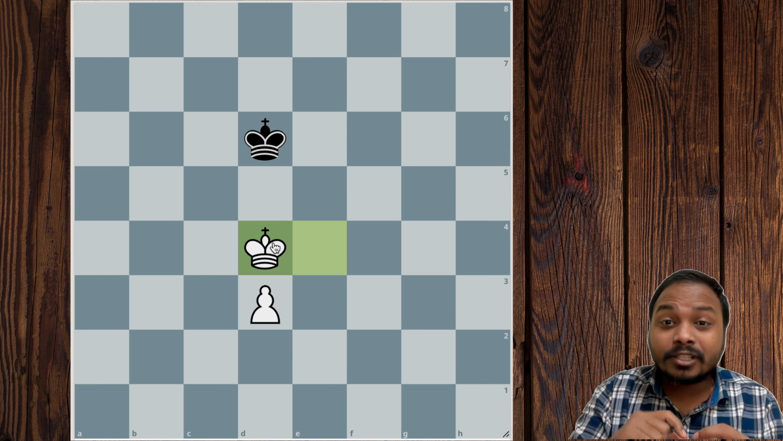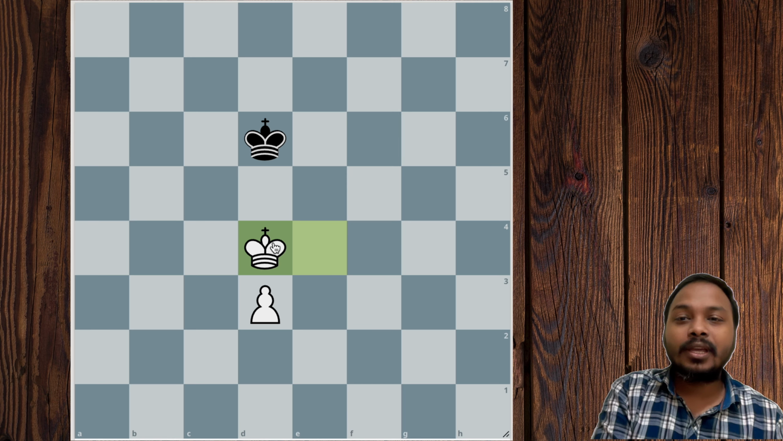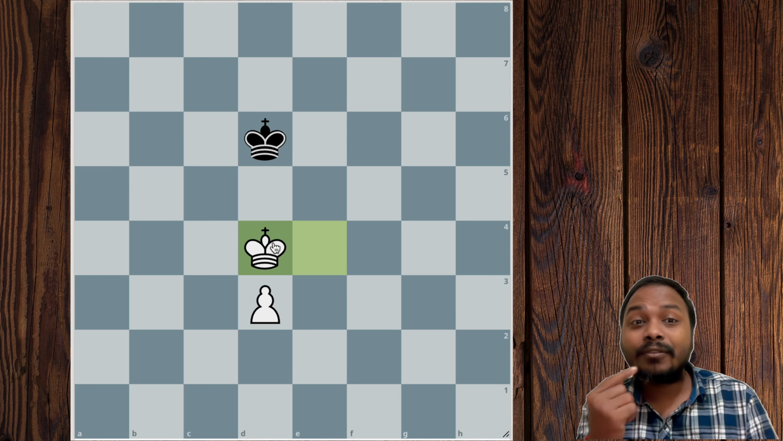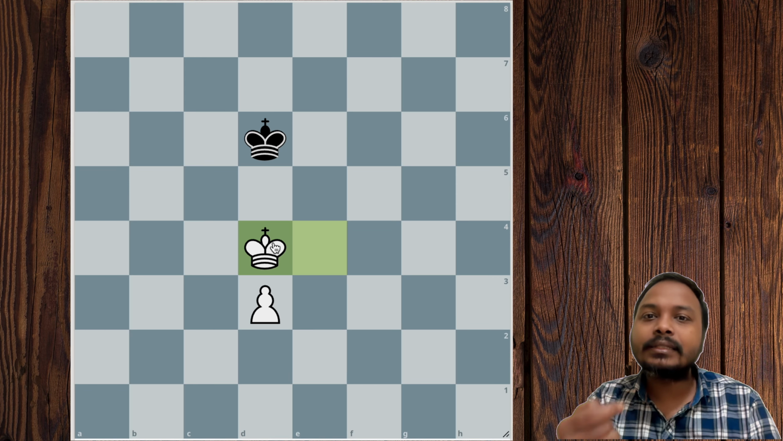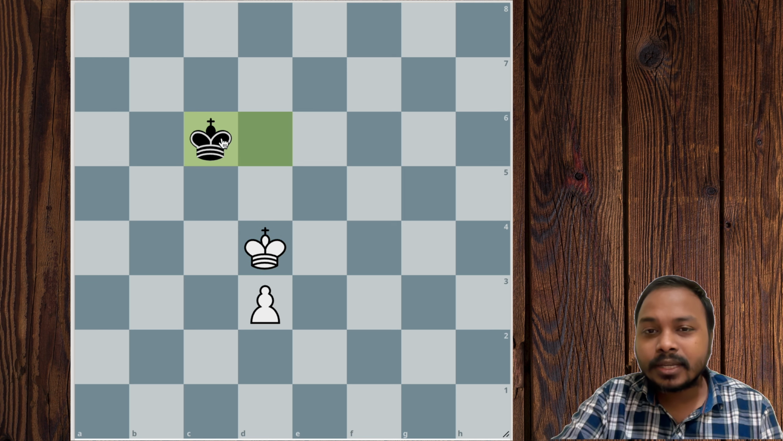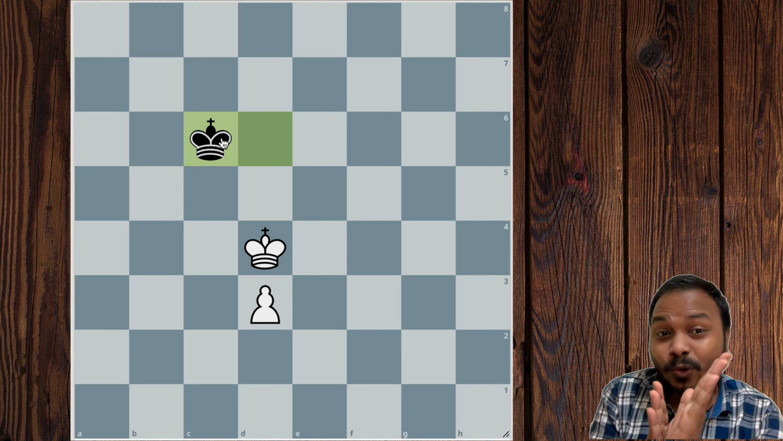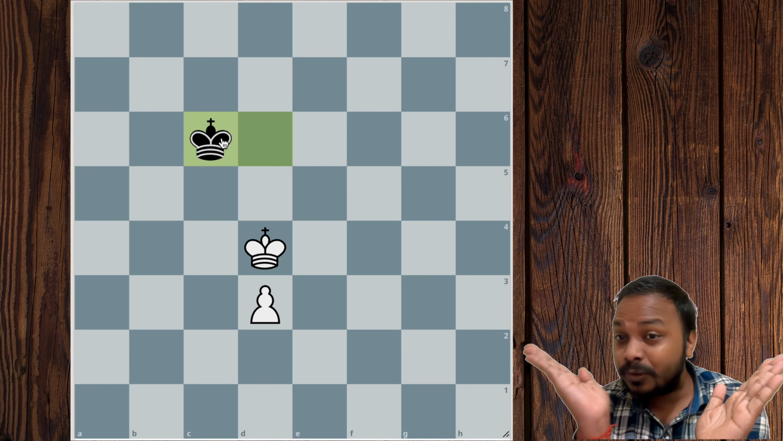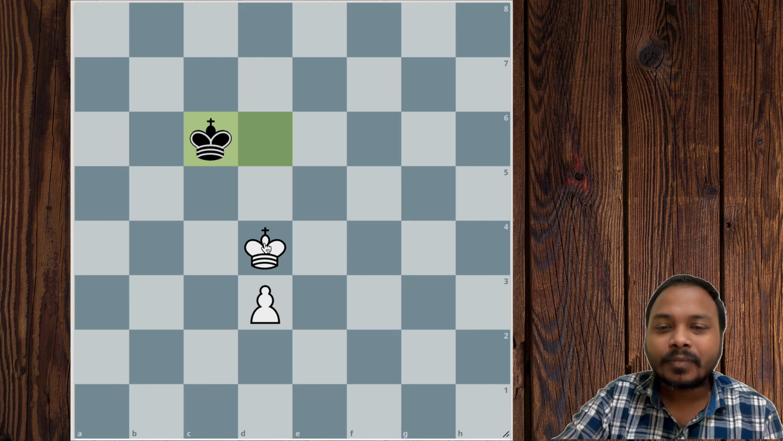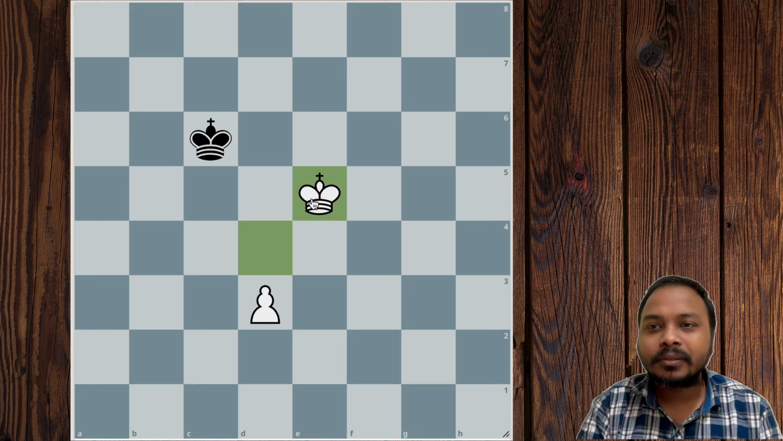Now what is the difference? White is taking the opposition. In the previous position, as you saw, black was taking the opposition. Here white is taking the opposition. And when the king goes to c6, here the outflanking concept comes. The king goes to c6, I will move to e5, the opposite direction, king to e5.